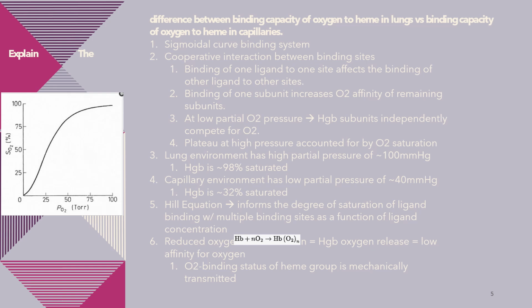In other words, the O2 binding status of a heme group is mechanically transmitted. As it binds with oxygen, it undergoes that state change from T to R, which corresponds with a structural change in the actual hemoglobin molecule, which makes its affinity for oxygen in its environment higher.